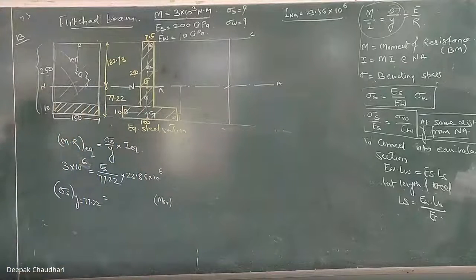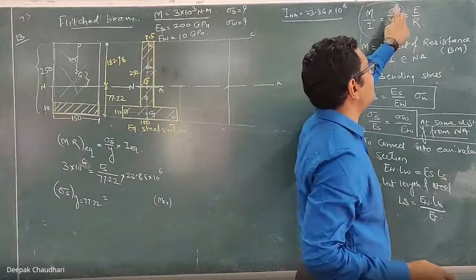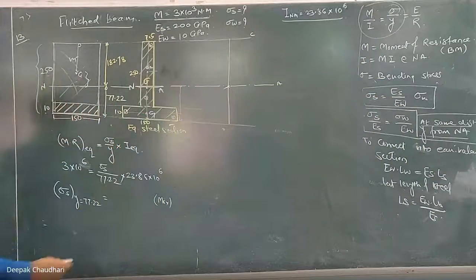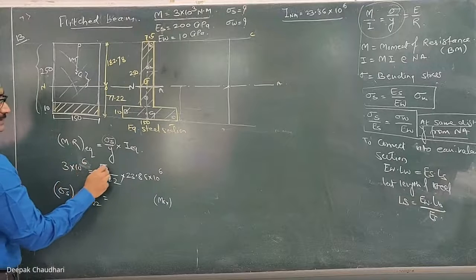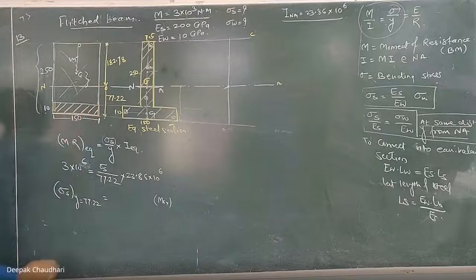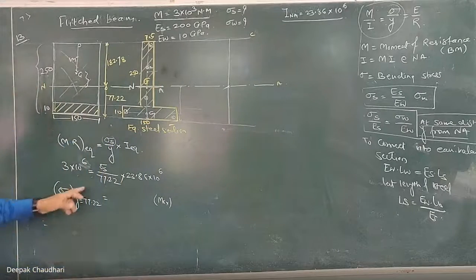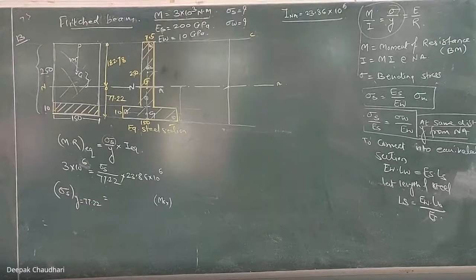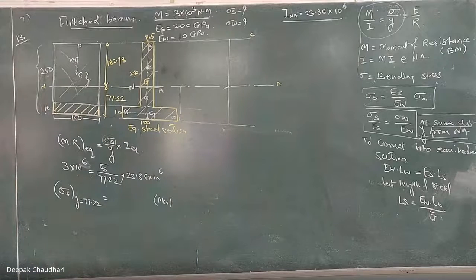Okay. So the moment of resistance of the equivalent section is equal to the stress in steel upon y into I equivalent. I am using it only for the equivalent section. The equivalent section is the steel section, so you have to consider the stress in steel. Now we know that the maximum bending stress is in the extreme layer. The extreme layer of the steel is at a distance of 77.22 from the neutral axis. So y takes 77.22, into the moment of inertia of the equivalent section, which is 23.86 into 10 to the 6. Substitute that and you will get the answer. That is the stress in the steel. Tell me how much is that answer? Stress in the steel. 9.709.